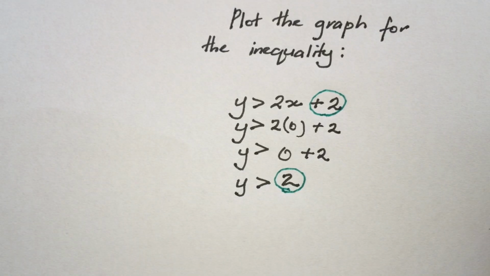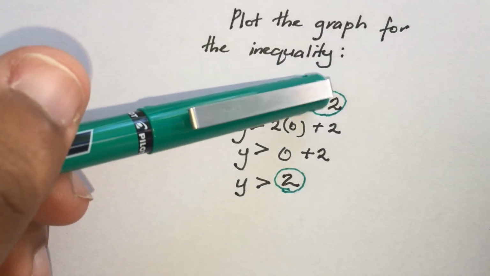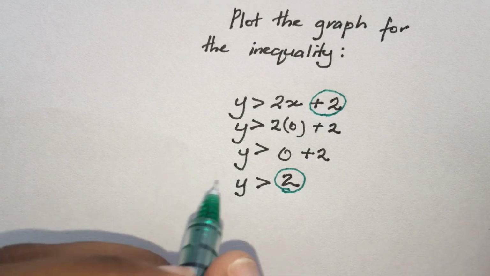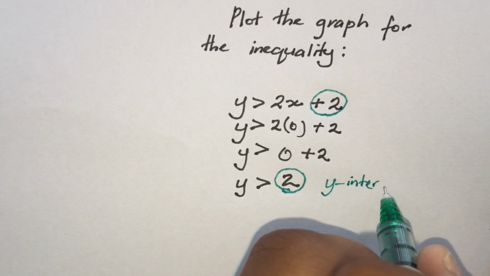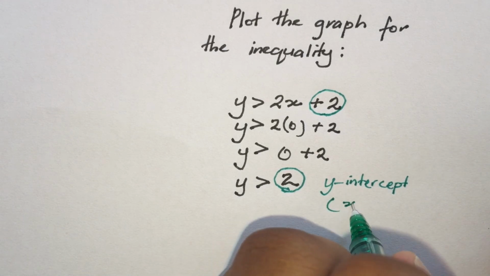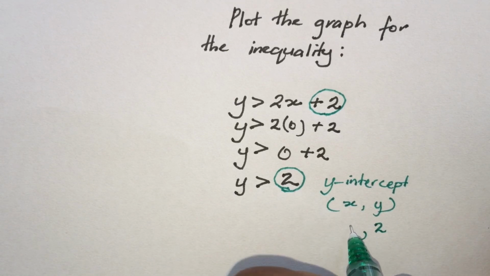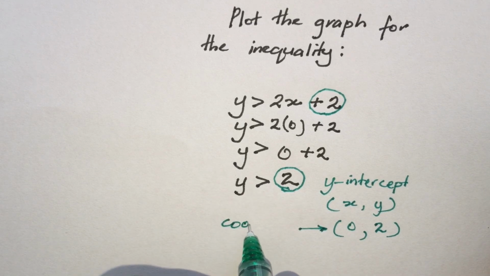So to identify the y-intercept, which is the value of y when x is equal to 0, it's just the constant term out here. Whether it's positive or it's negative, it's just a constant term. So this is what the y-intercept is. And to find the coordinate of the y-intercept, we simply write x and y. The y value is 2 and the x value is 0. So this would be the coordinate for the y-intercept.